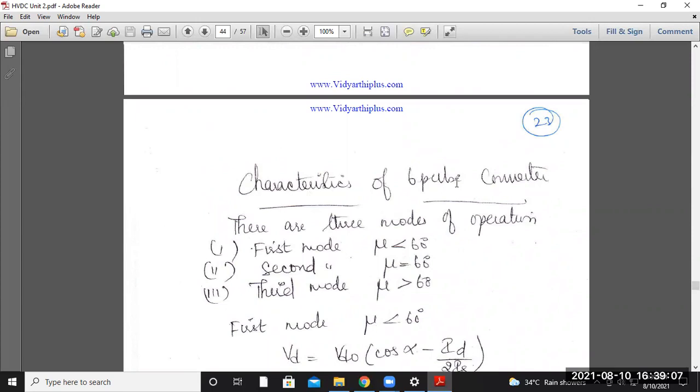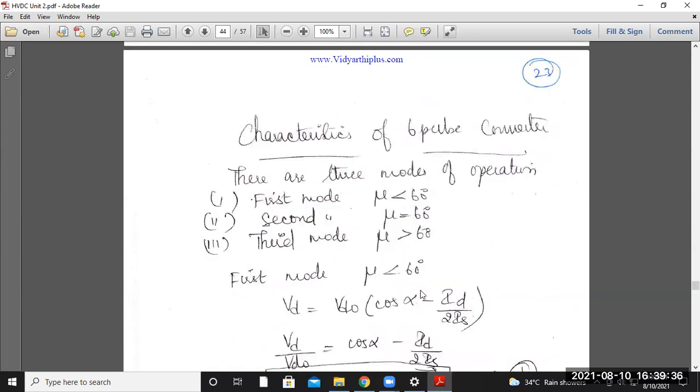This is the characteristics of the six pulse converter. Now, the study of the characteristics of the six pulse converter is taken in three modes. First mode, when mu is less than 60 degree. Second mode, when mu is equal to 60 degree. And third mode, when mu is greater than 60 degree. That is, 60 degree is your reference value. Less than 60 degree is taken as the first mode, equal to 60 degree as the second mode, and greater than 60 degree as the third mode.